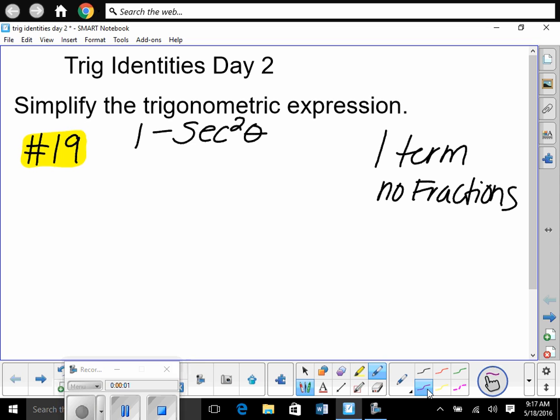I don't know how to go from here. Okay, so we're simplifying this. We're trying to make it basically one term, no fractions would be ideal. So let's just go for it. This one's the hardest one, so we're going to start out with the hardest one. Is that okay? Yep. Okay.